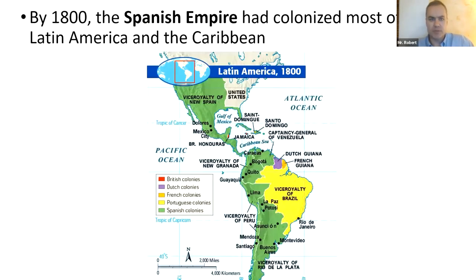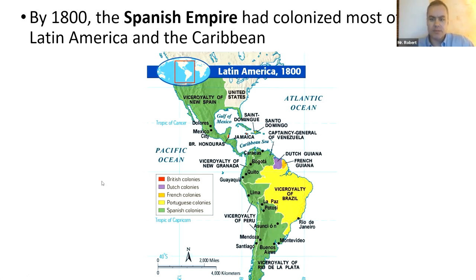Let's go into the real specifics, okay? First, let's look at the Spanish. Here's a map of the colonies in the Americas in 1800. Okay, we're skipping ahead a little bit, but you can see that the Spanish is green, and obviously they have a lot of territory, okay? This is Mexico up here. It's now called Mexico, this whole area here. This is the United States up here. All these countries all the way down to the bottom of South America.